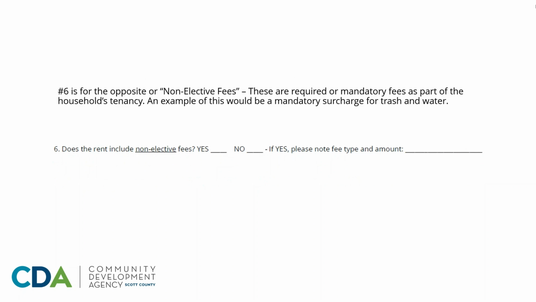Number 6 is for the opposite, or non-elective fees. These are required or mandatory fees as part of the household's tenancy. An example of this would be a mandatory surcharge for trash and water.